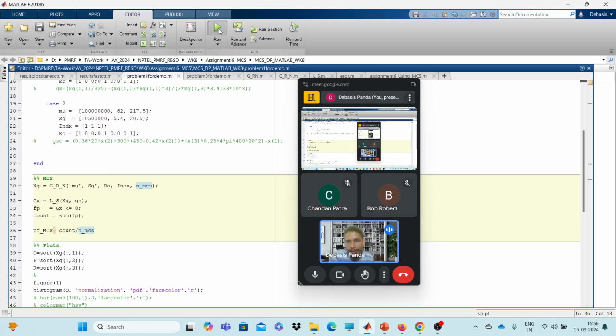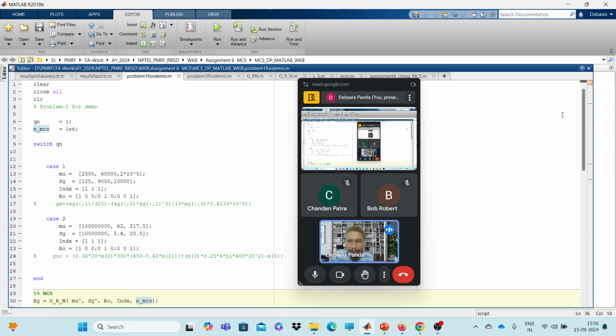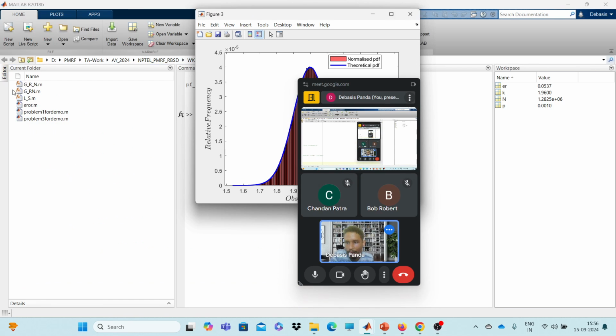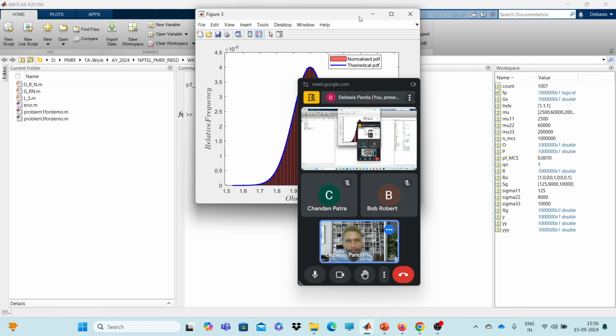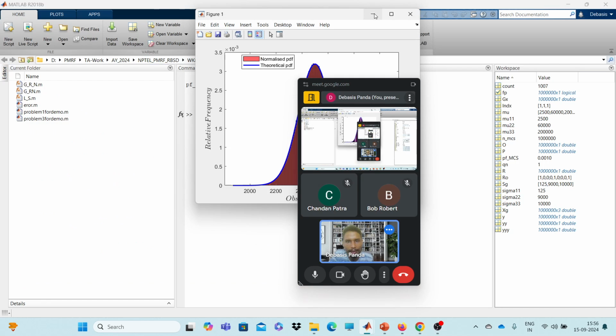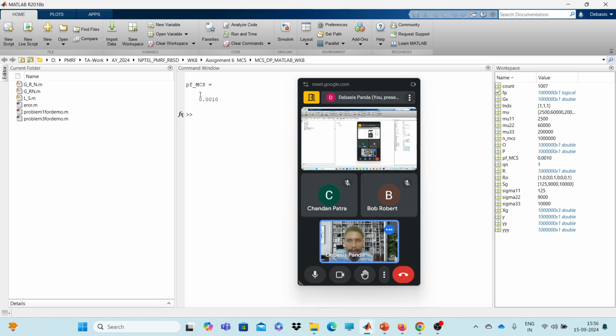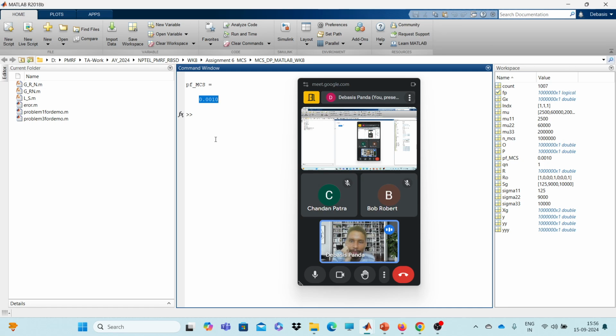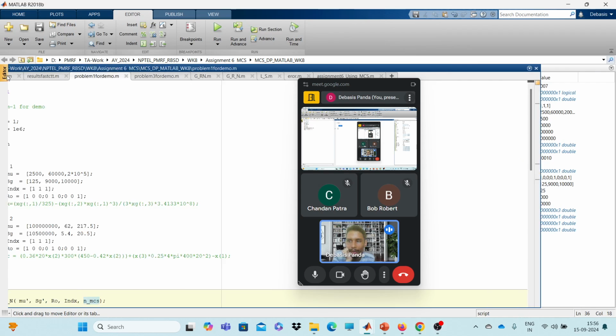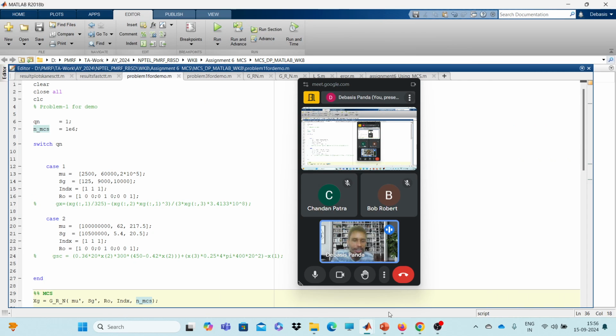So let's run it, let's check for 10 to the power 6 how we are getting the value. Yeah, so plots we will check later. First let's check the mcs value, 0.001. It's giving the probability of failure 0.001. Now if I want to change the number, look here.